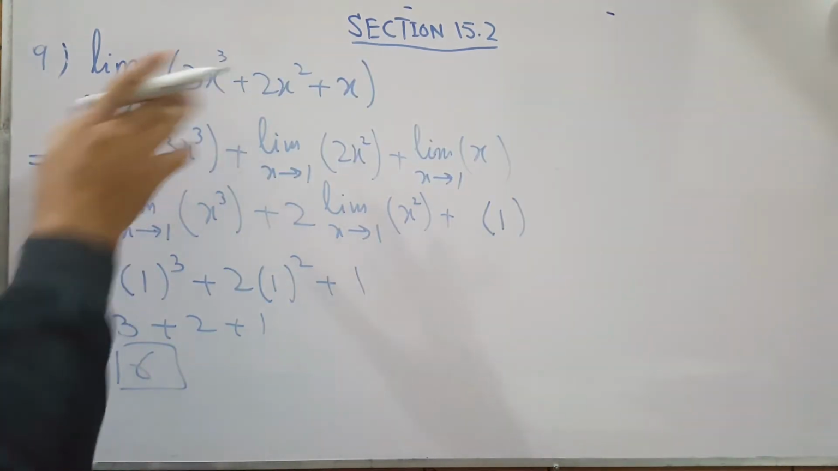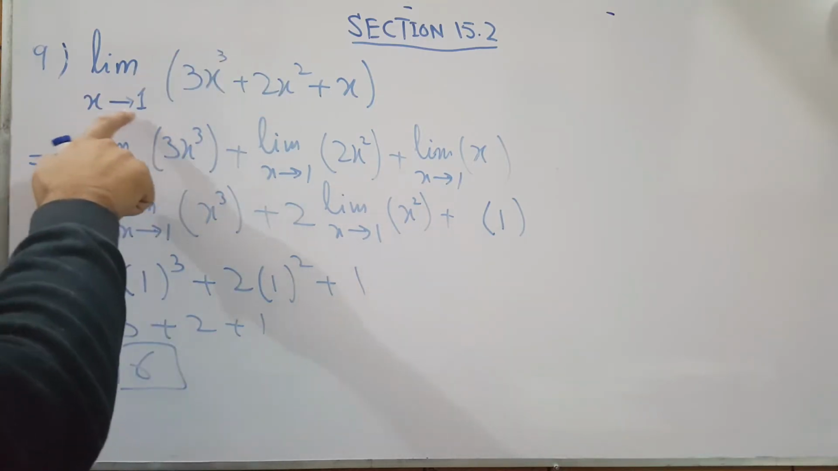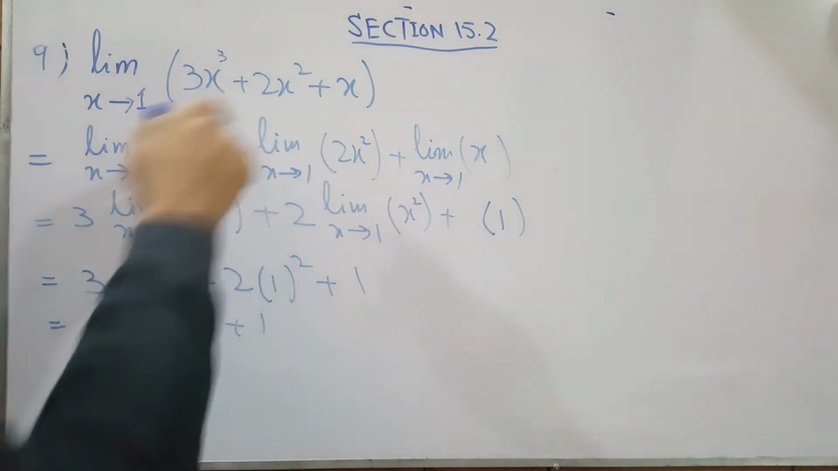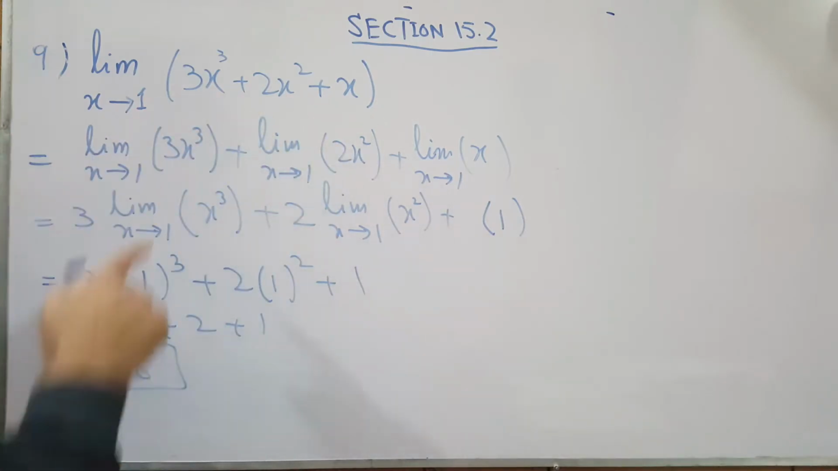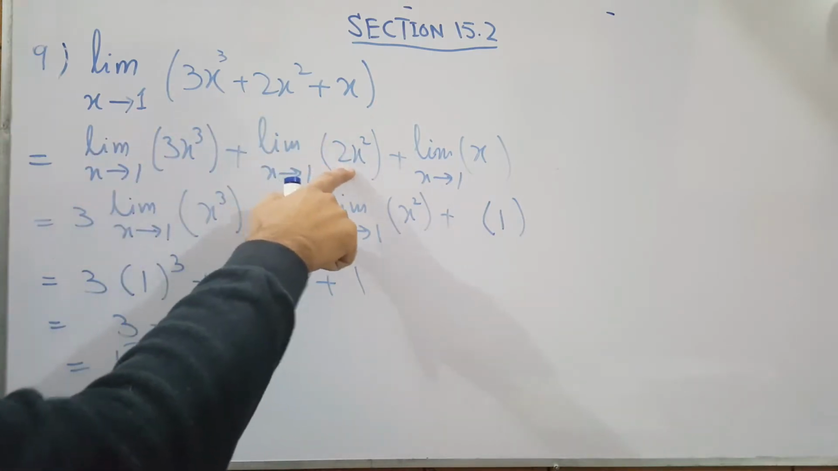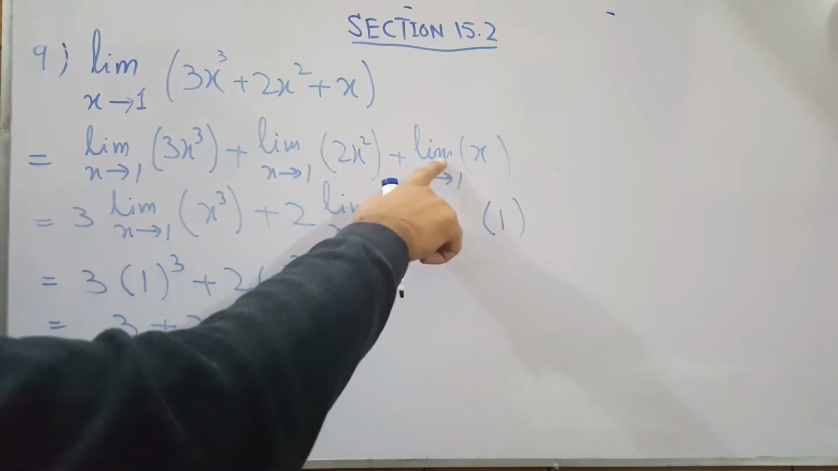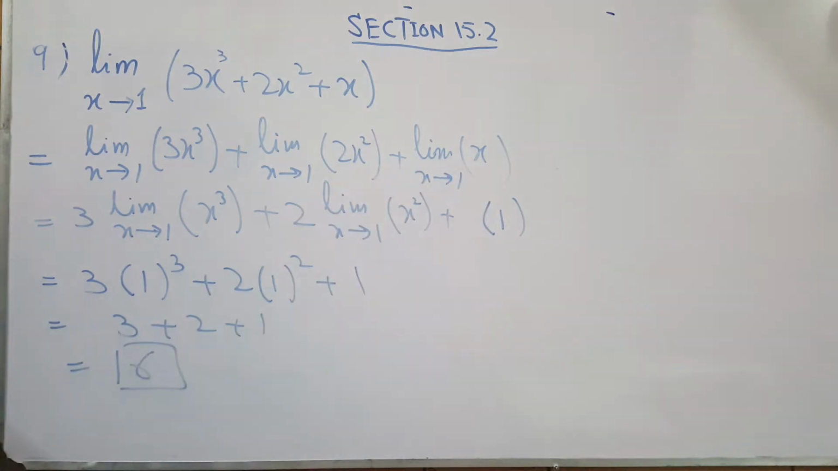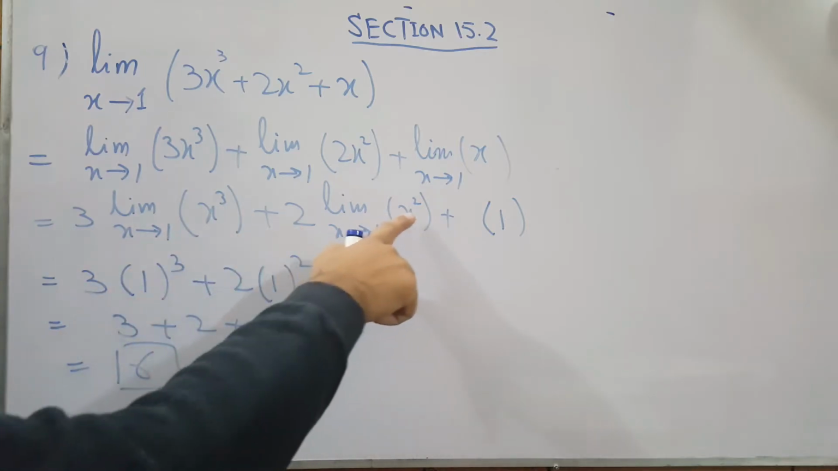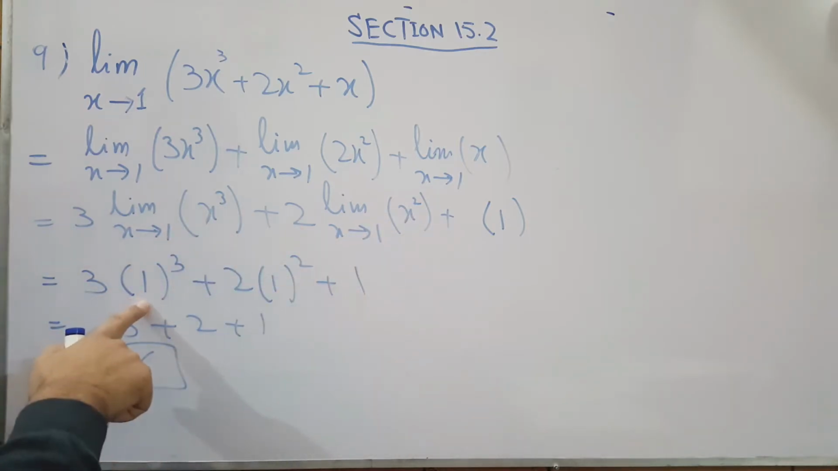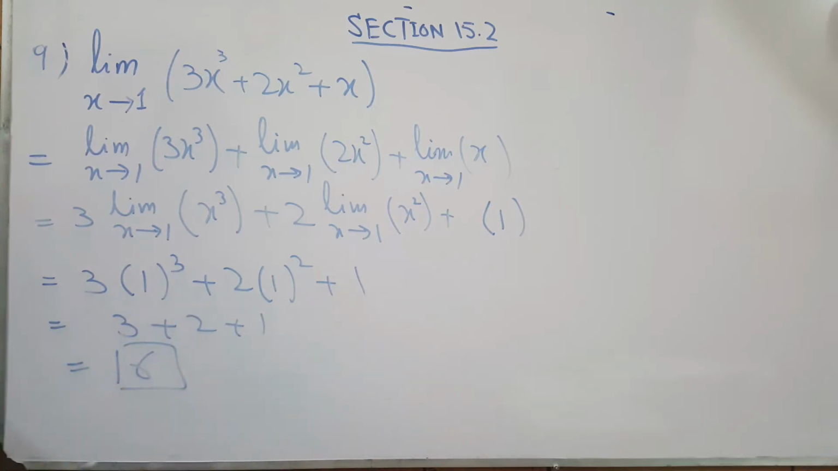Now if you look at this question, it's exactly the same as the beginning ones. So limit x approaches 1, 3x cubed plus 2x squared plus x. Apply the limit separately on all three of them, and then you have constants as coefficients, so we take them out and apply the limit on the x values, and here we can apply straight away the limit, which gives us 1. Now if you apply the limit, 1 cubed plus 2 times 1 squared plus 1: 1 cubed is 1 times 3 is 3, 1 squared is 1 times 2 is 2, and plus 1, this gives us 6.